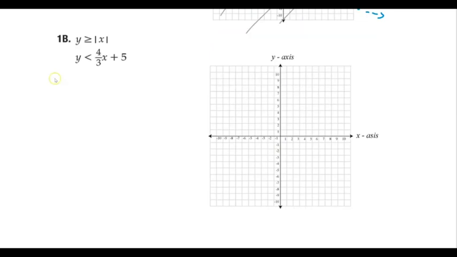Let's practice some of our old favorite graphs. It's the absolute value graph. Notice it's a basic one, so we're going to start at 0. It's solid, so we can go 1, 1, like this, and like this. Greater than means above, so you shade above it.